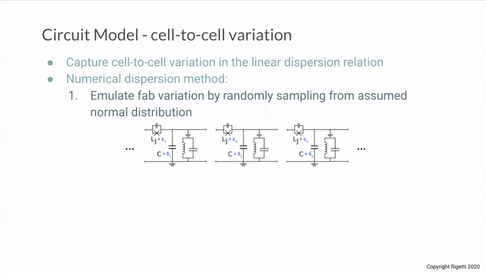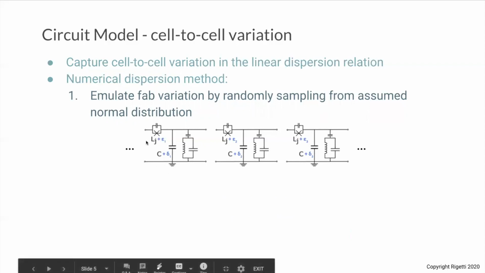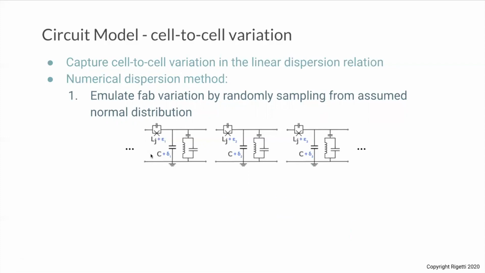So given that, we decided to capture cell-to-cell variation in a numerical calculation of the dispersion relation. To analyze the effect of variation on our gain, we employ the following method. First, we emulate fab variation by randomly sampling from assumed normal distributions. Here, we've chosen two circuit elements, LJ and C. We've added in some spread around them, sampled from those normal distributions.